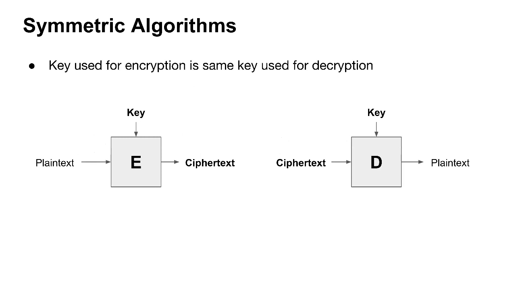So we'll start out, the first larger category to look at here is symmetric algorithms. A key is used for encryption, and then that same key is used for decryption, being the symmetric part of it. So you can see on the left side, we're encrypting data, it's our plain text coming in, the key as an input to the algorithm, putting out the ciphertext, and then the decryption operation just does the reverse.